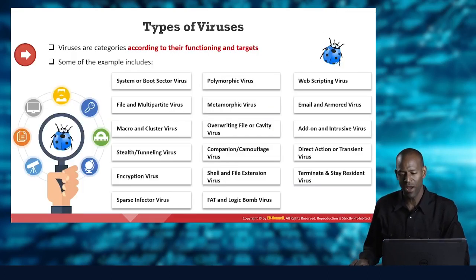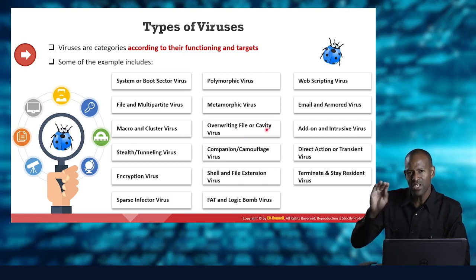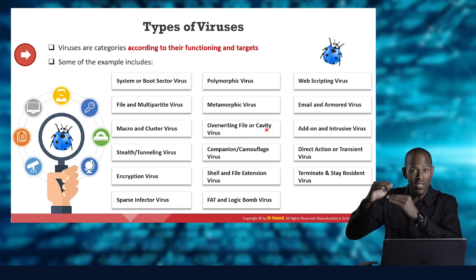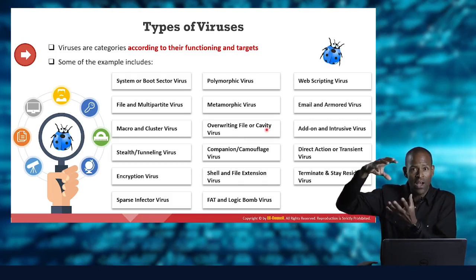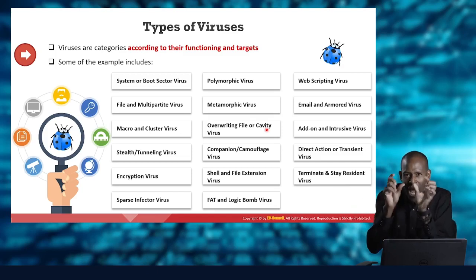What types of viruses are there? Wow, there's a lot of them. There are boot sector viruses, file and multi-part viruses, macro and cluster and stealth and encrypting and sparse vector viruses and polymorphic viruses and metamorphic viruses and overwriting file or cavity viruses. And by the way, these are really interesting because they shove themselves into cavities in normal files where there's extra space, and they just hide out in those little cavities.